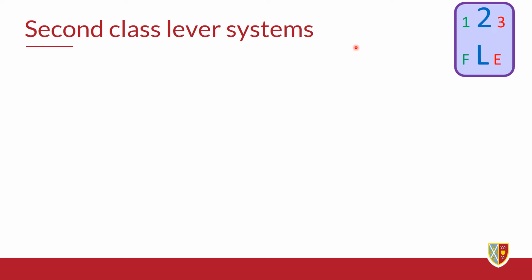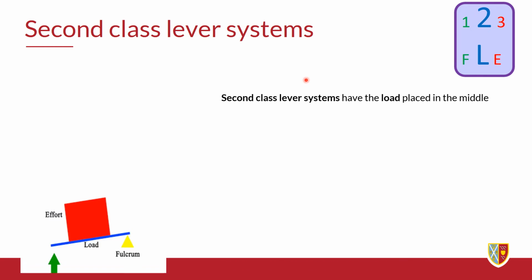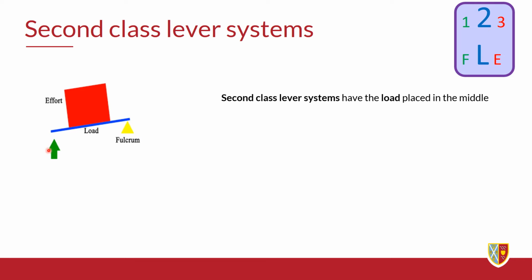Moving on to second class levers then. For a second class lever, we are going to have the load in the middle with the fulcrum on one side and the effort on another. Okay, again, drawn in our simplified diagram: fulcrum, load in the middle and effort on the side. And like I said before, it doesn't matter if the fulcrum's on this side and the effort's over here, as long as the load is in the middle.